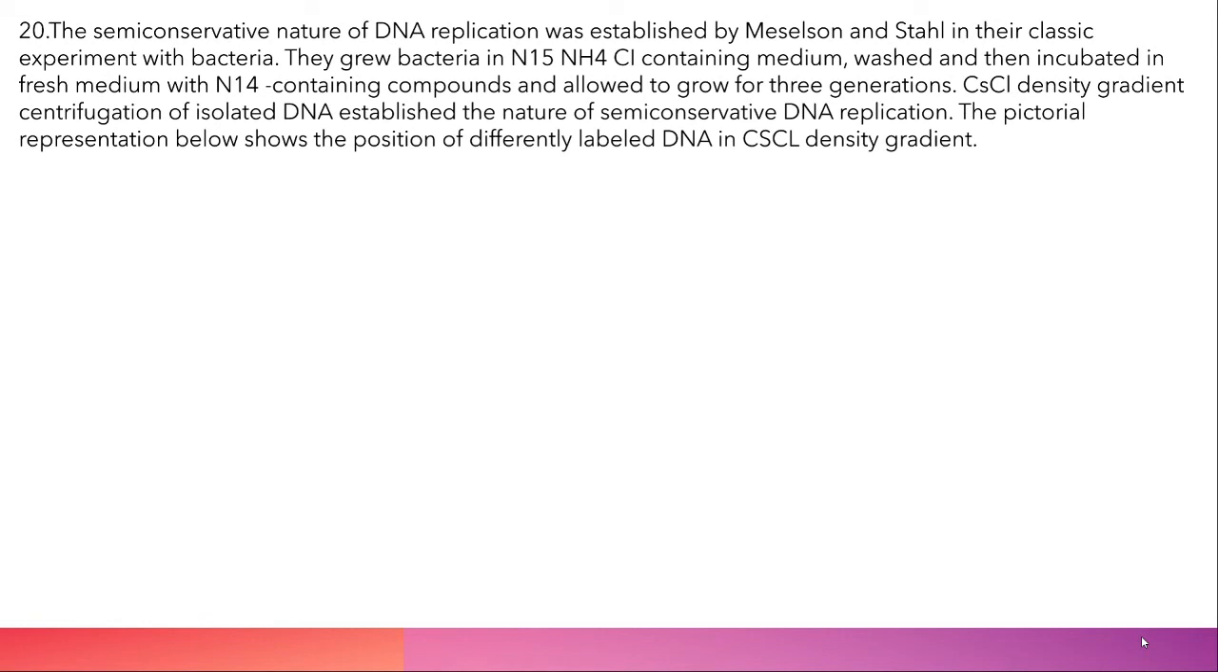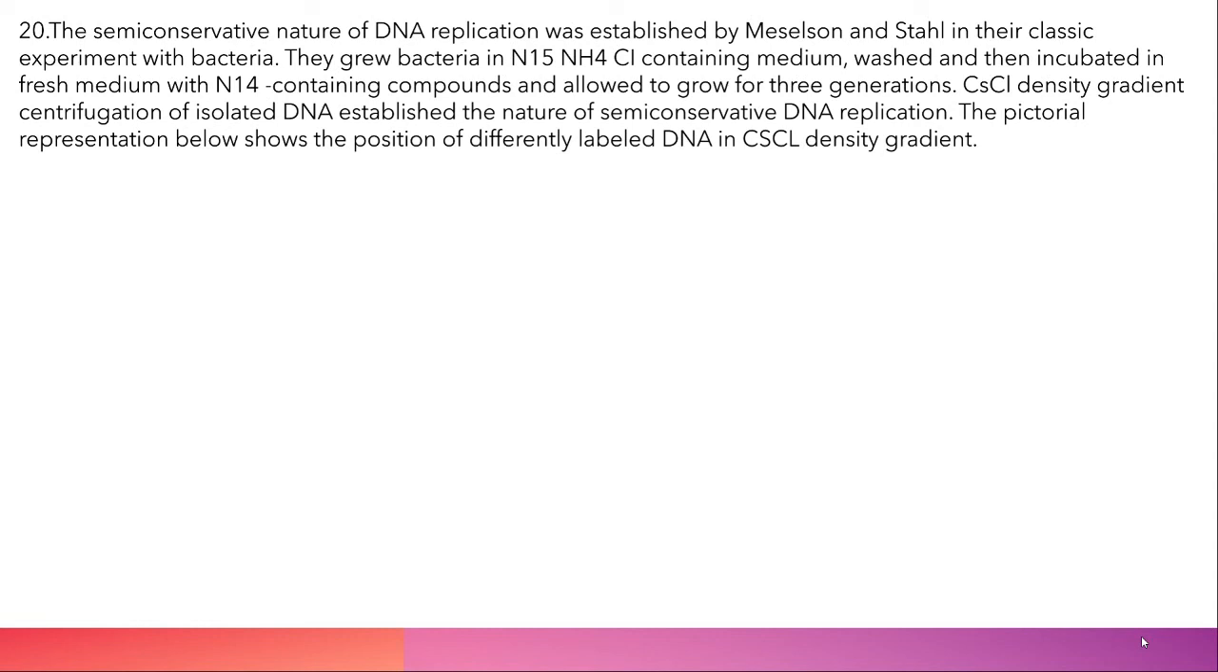And the last question, that is the 20th question, the semi-conservative nature of DNA replication was established by Meselson and Stahl in their classic experiment with bacteria. They grew bacteria in 15NH4Cl containing medium, washed and then incubated in fresh medium with 14N containing compounds and allowed to grow for 3 generations. CsCl, that is cesium chloride, density gradient centrifugation of isolated DNA established the nature of semi-conservative DNA replication.